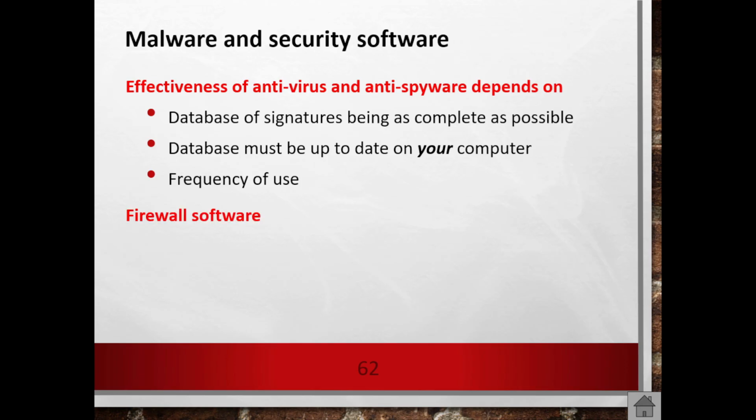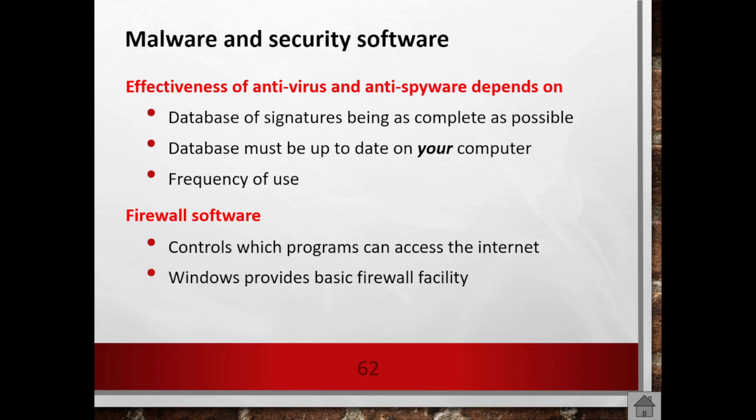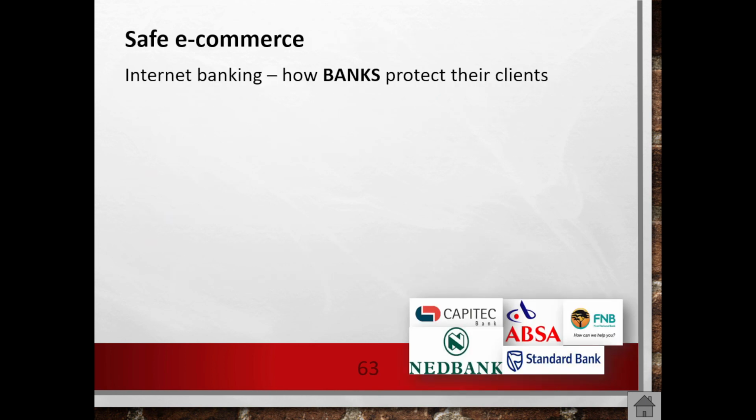We also have firewall software. Now, what does firewall software do? It controls which programs can access the internet. And Windows provides, although it's not that great, a basic firewall facility as well. All right. Then safe e-commerce. What is e-commerce? E-commerce is when we are buying and selling on the internet. So how do we stay safe?